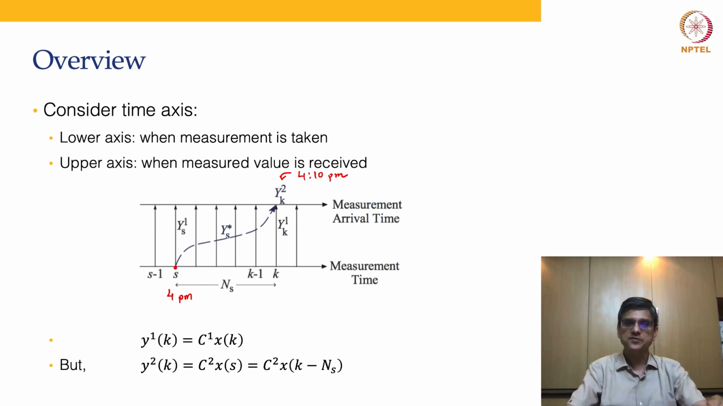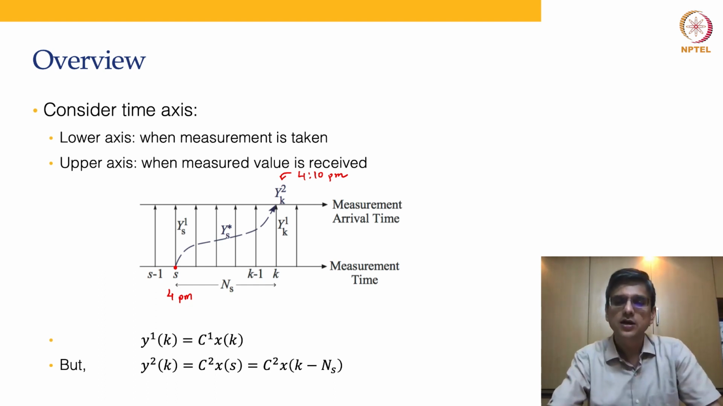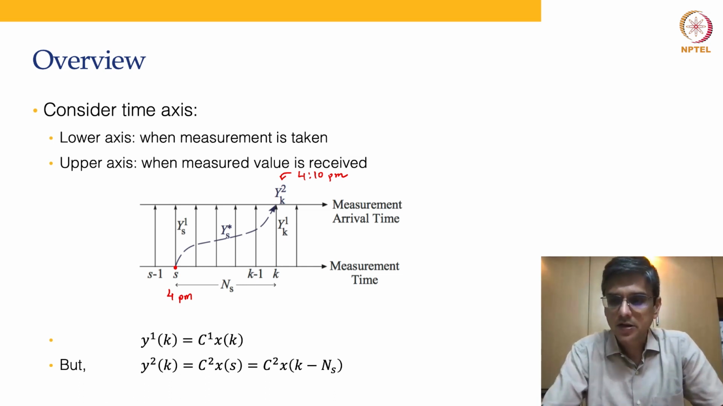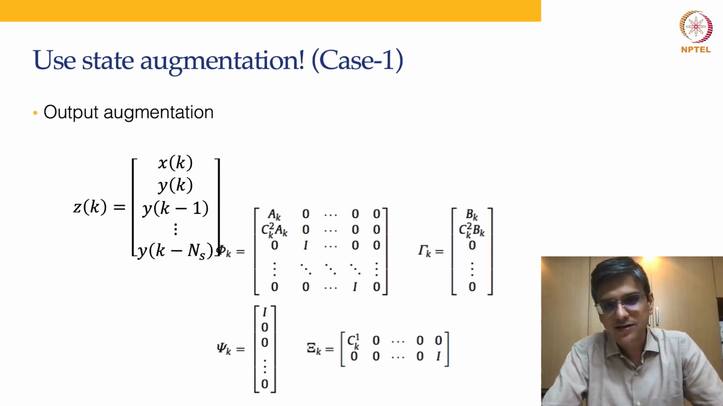When the concentration measurement arrived at 4:10 p.m., we were able to directly correct the concentration estimate, because this was a direct measurement of the concentration. Because of that, the accuracy of your estimator improves quite significantly. So it's quite important to implement multi-rate estimation with measurement delays, and how to do that is to use state augmentation.